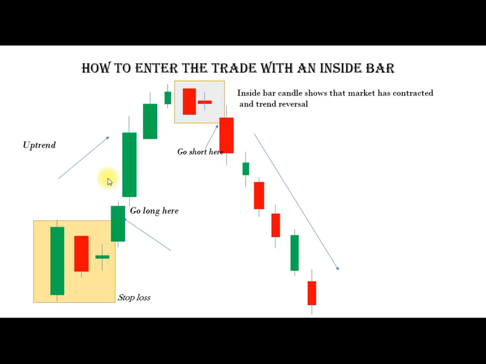After this inside bar pattern broke, we can see that there is a clear uptrend. So we can book the profits according to our risk reward ratio. Again, after the uptrend, we can see that the market is consolidating here.